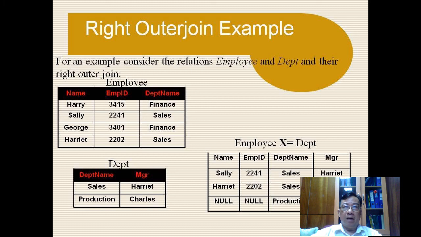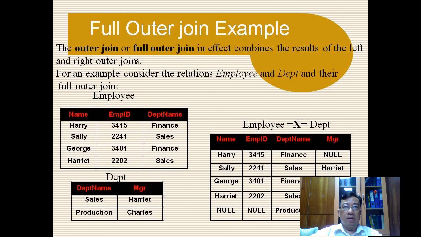Now we go to full outer join, an example. The full outer join in effect combines the result of the left and right outer join. So you see here is the full outer join. I mean, it combines the result of the left outer join and the right outer join.